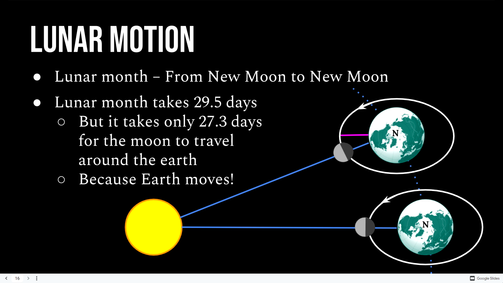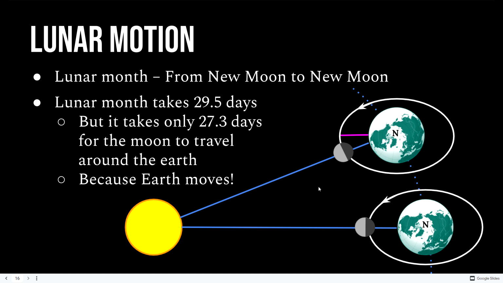Lunar motion. A lunar month is going to go from new moon to new moon. So how long does it take to get from one new moon to the next? That's a month long. It takes about 29 and a half days. So the month to go from new moon to new moon is 29 and a half. It actually only takes 27.3 days for it to travel around the Earth, which is why we have a new moon not once a month.